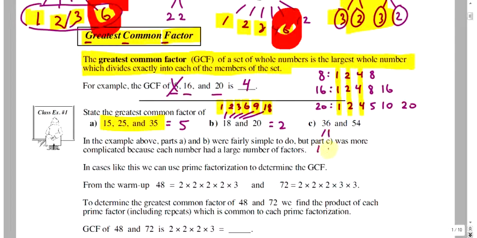36, let's just do that one. 2 goes in there 18 times. Come on, pen. Does 3 go in there? Yep. 12 times. Does 6 go in there? Yep. 6 times. Does 4 go in 36? Yeah. Forgot that one. 9 times. And that's probably it. Which is the largest one that goes into 54?